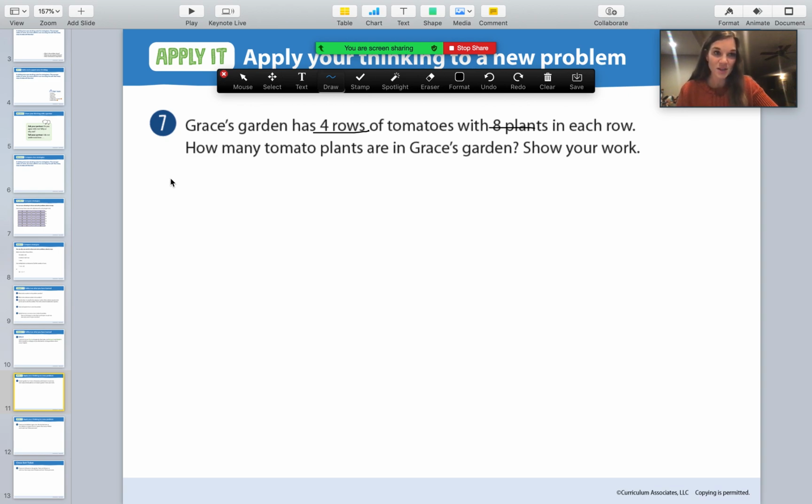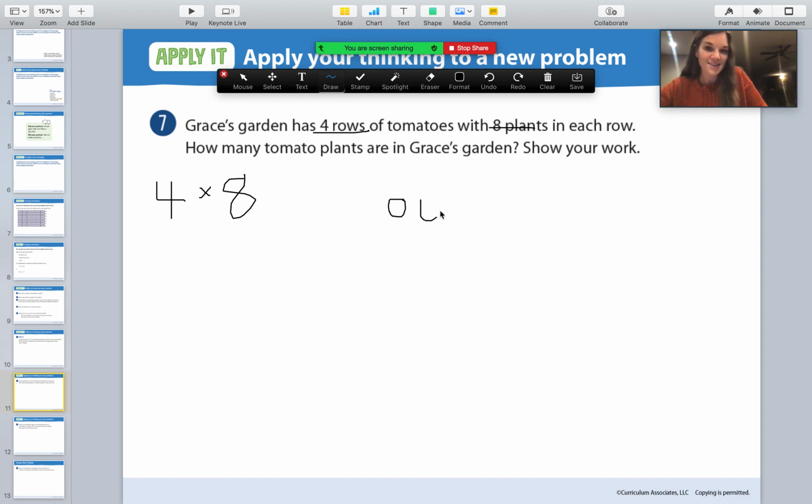So would this be a division or multiplication equation? It would be multiplication because we don't know our altogether number. So this is showing 4 times 8. So what can help us here is if we drew it. So there are 4 rows of tomatoes with 8 plants in each row. So we know there are 8 tomatoes in each row.